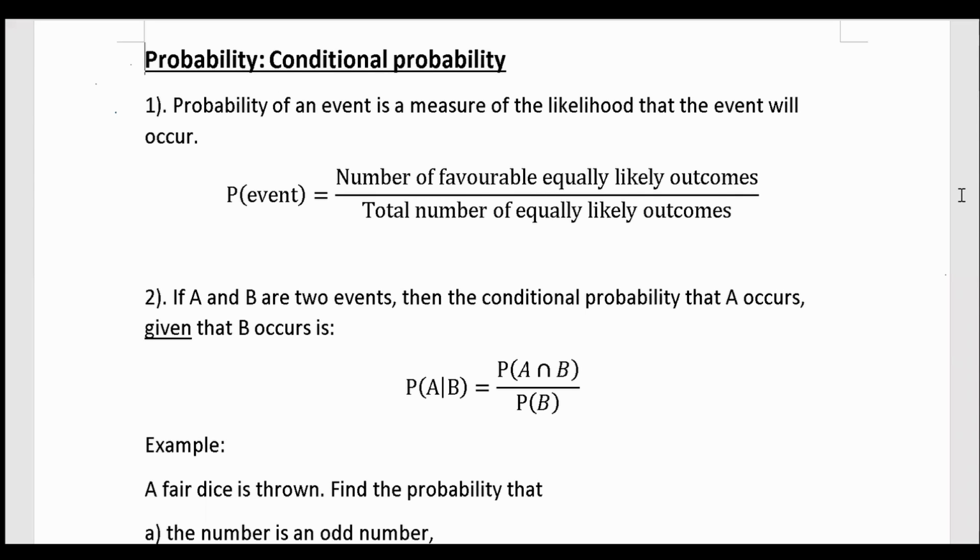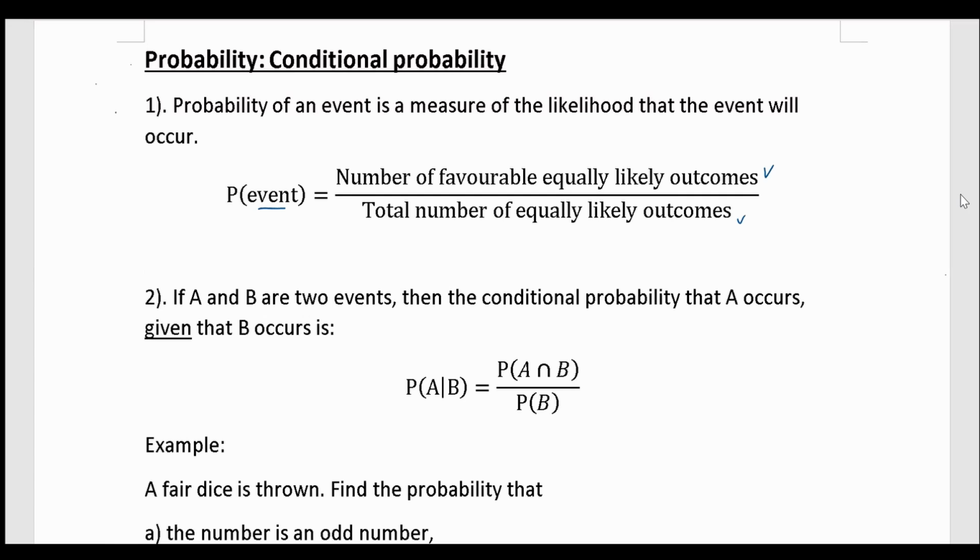Hi, this lesson is to discuss probability and we will focus on conditional probability. Probability of an event is a measure of the likelihood that the event will occur. So the formula is, for a particular event, number of favorable equally likely outcomes divided by the total number of equally likely outcomes. That will give you the probability.